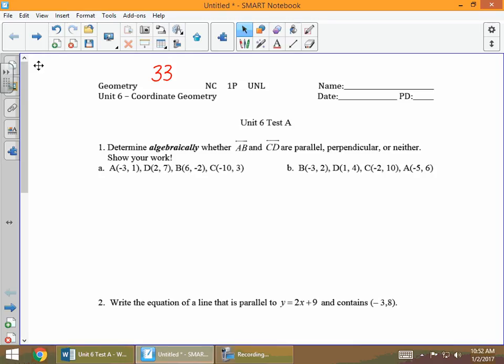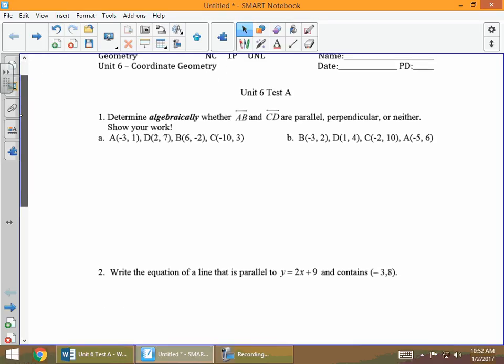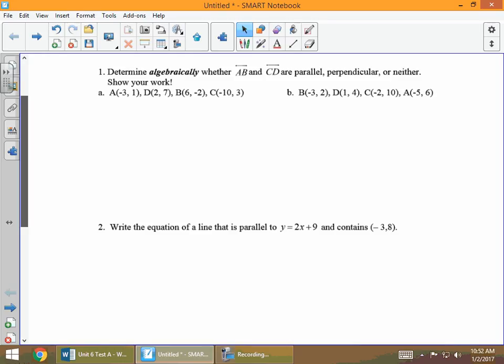But regardless of that, I do want you to be able to use this as a learning tool and to get yourself better at coordinate geometry. So here we go. Let's jump into the Unit 6 test. Questions 1 and 2, or I guess 1A and 1B. Each part was worth 3 points each. So part A is worth 3 points, and part B was worth 3 points, for a grand total of 6 there.